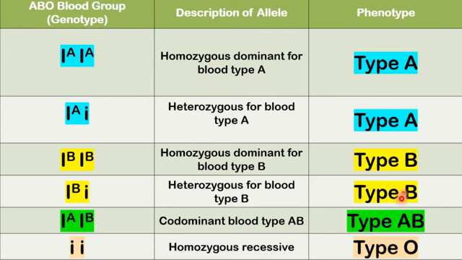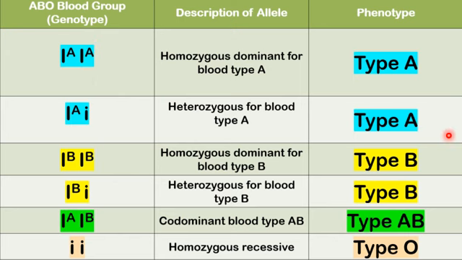We have four kinds of blood type: the type A, the type B, the type AB, and the type O. In terms of type A, we have two kinds: homozygous type A and heterozygous type A. What is the difference between the two? When I say homozygous, there are two alleles present in the genotype which are the same. That is why it is called homozygous. And they are called dominant since on the genotype they are written in capital letter.